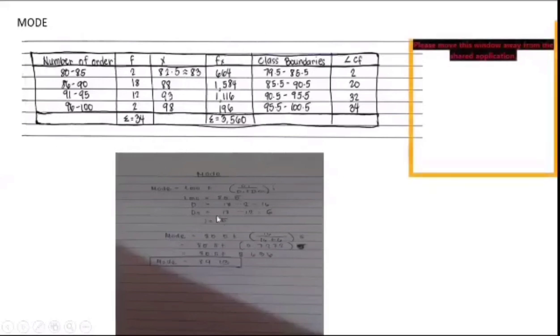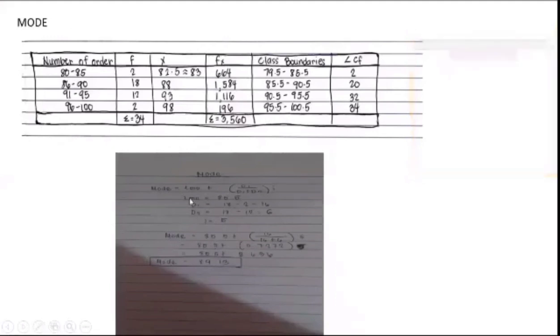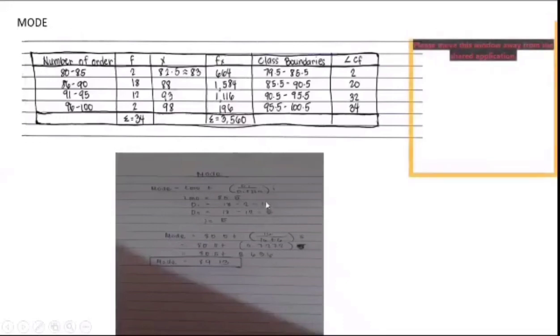So these are the given. And then after getting the given, we have to get the formula. So our formula is Lmo plus D1 over D1 plus D2 times interval. So first you have to substitute the given in the formula. So Lmo is 85.5 plus our D1 is 16 over D1 which is 16 plus our D2 which is 6, and our interval is 5.